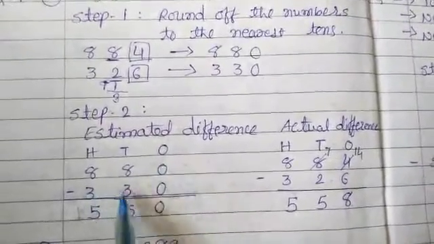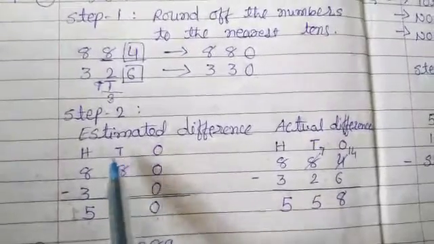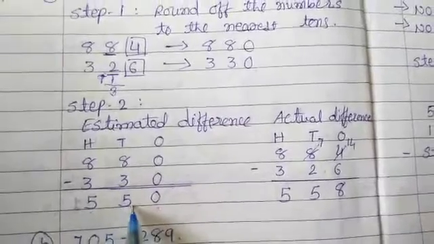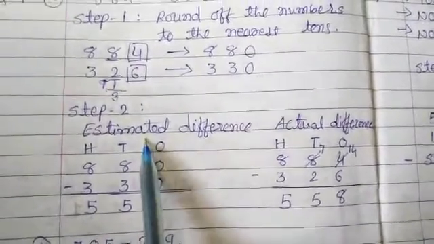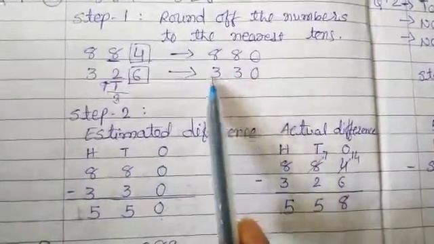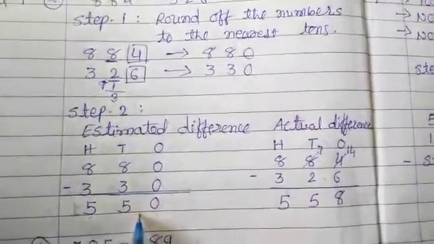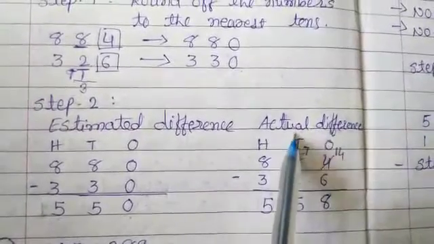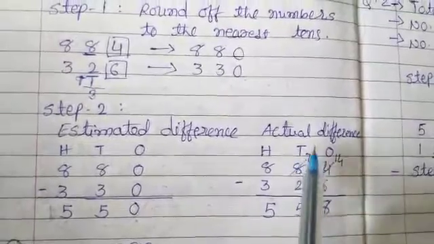880 minus 330, and we have labeled the places ones, tens and hundreds, and by simple subtraction our estimated difference is 550. Right? Why estimated difference? Because these two numbers are rounded off. That's why this difference is called estimated difference and not actual difference. Actually this is not asked in a question, but this is just for your knowledge.